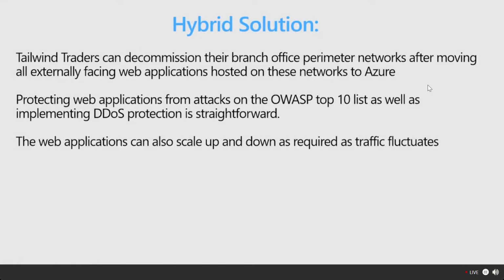What Tailwind Traders can do is move all of those perimeter network web applications and host them on networks in Azure. In fact, Azure and the cloud is really well suited to the migration of perimeter network applications. Instead of hosting the perimeter network adjacent to your on-premises network, you move your perimeter network up to the cloud and you allow the cloud to handle all of that. And then you've got a VPN or an ExpressRoute connection up to that network itself. Remember, if you've put it in a perimeter network, it is an externally facing application, so it's really suited to running in the cloud.